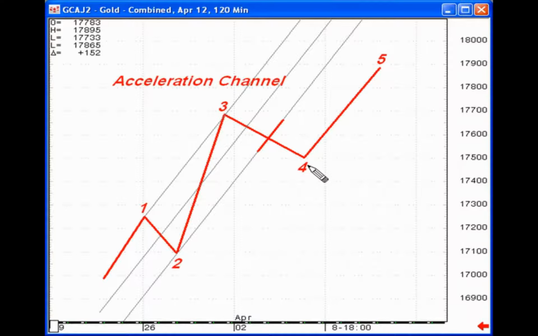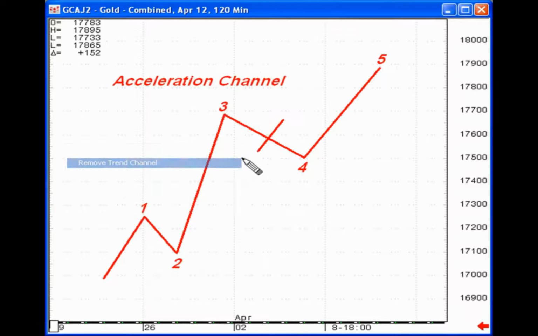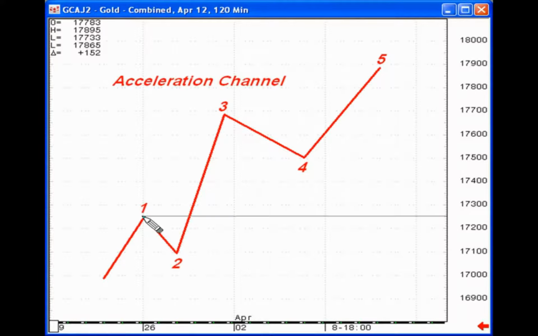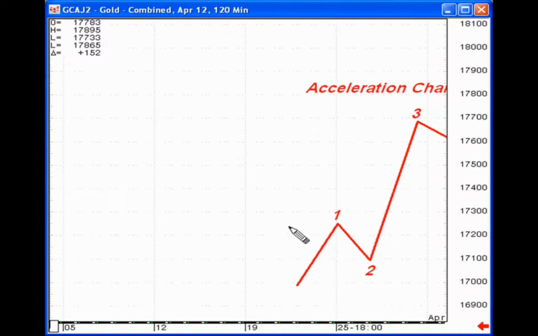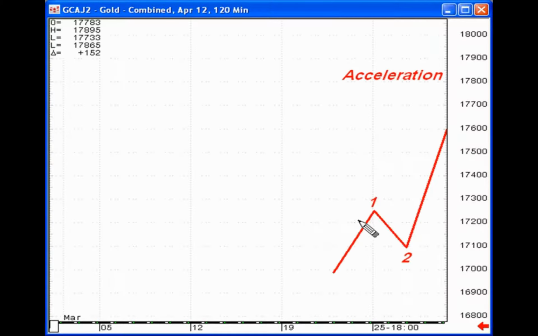Okay, well, how do you draw that? How do you know that is indeed the case? Well, let's just go ahead and draw the acceleration channel here. Okay, let's pretend, for example, maybe this price action hasn't happened yet. Well, I simply draw from that point, drop it down.